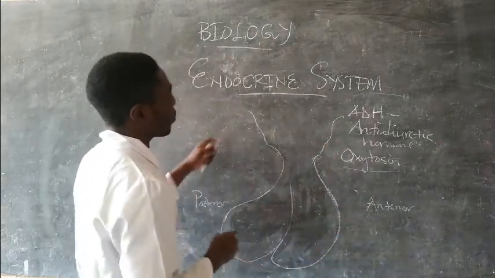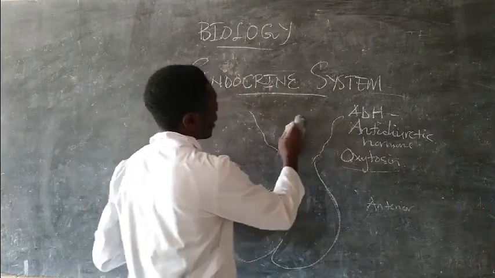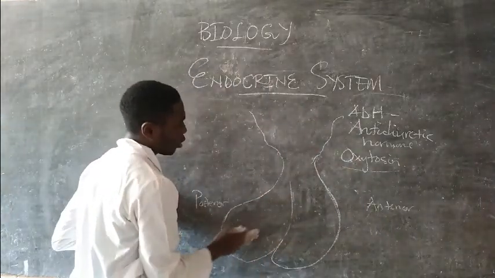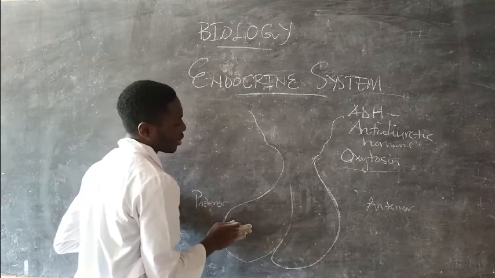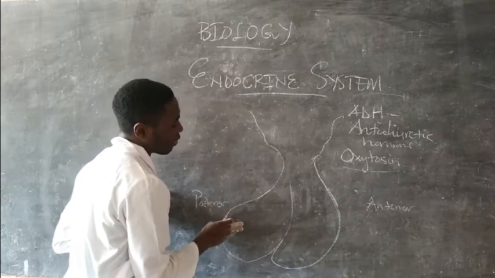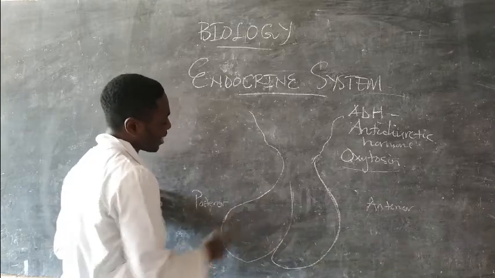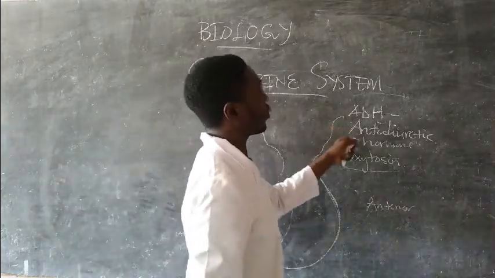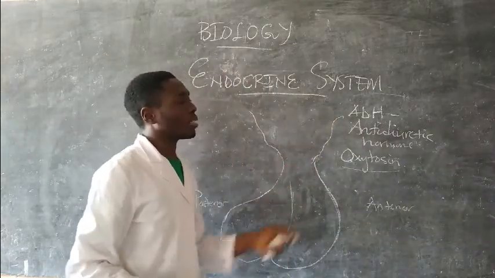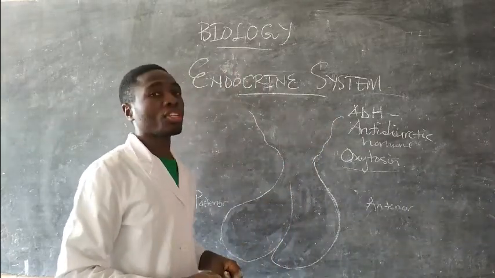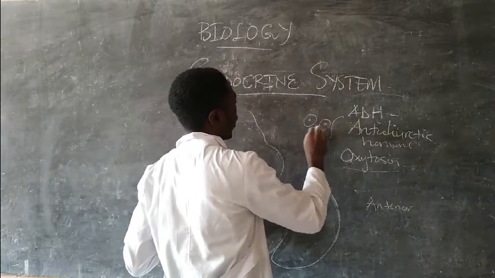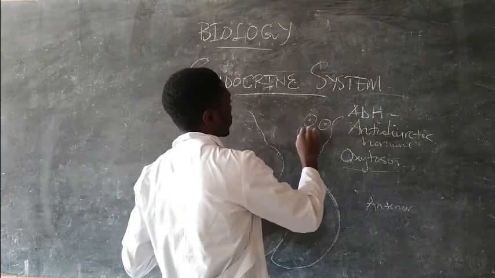Those are the hormones that the hypothalamus produces, and they are being stored in the posterior pituitary gland. Then when it's time for them to be released, the posterior pituitary will release them into the blood. So it is not the one that produces them. This antidiuretic hormone is being produced by cells that we call the supraoptic nuclei, specialized nuclei here. Okay.